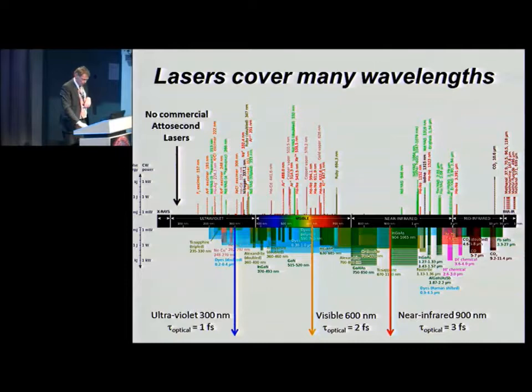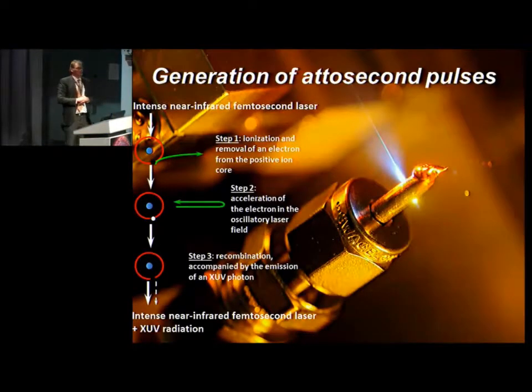If you want them, you have to build them yourself. Now, fortunately, a technique was found to do this, and that is the technique of high harmonic generation that I explain on this slide here. So in high harmonic generation, we take a near-infrared femtosecond laser. Typically, this is a laser around 800 nanometers, where you can buy lots and lots of commercial lasers. This is almost off the shelf.